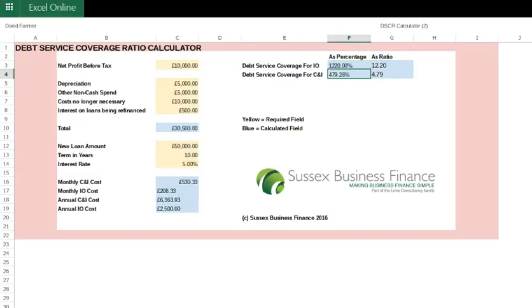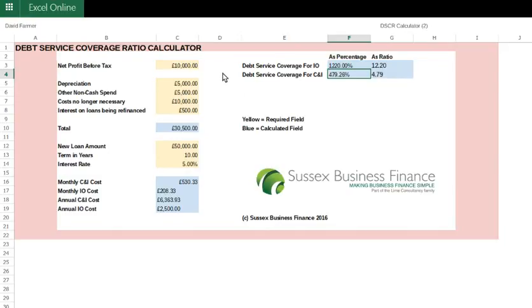Hi and welcome to the Debt Service Coverage Ratio Calculator, also known as the DSCR. I'm going to quickly take you through what this does and why it's a good idea to use it. The DSCR is what lenders use to judge how affordable new borrowing is to your business. So the more you can understand it, the better deal you'll get from your lender.